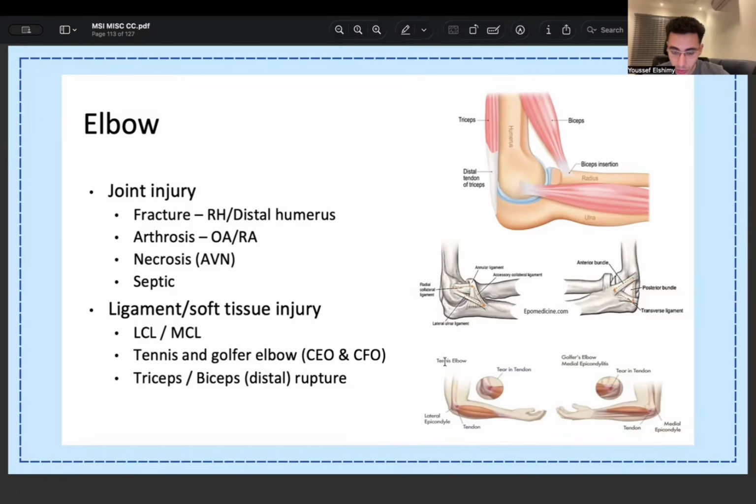Just want to tell you here that in tennis elbow, the lateral epicondyle is affected, and which ligament is affected? It is the CEO. On the other side, in golfer's elbow, the medial epicondyle is affected, and which ligament is affected? It's the CFO.